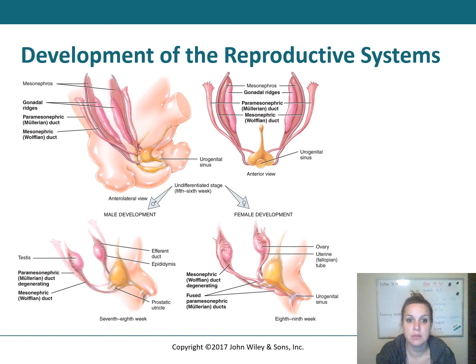So basically, prior to the 5th or 6th week, you have these Wolffian ducts, gonadal ridges, and Mullerian ducts that are present in both males and females. So basically, you have both potential sex organs in males and females. And then they differentiate based on chemical cues, either in male or female.